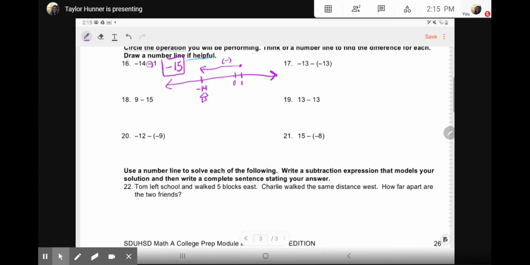17 says negative 13 minus negative 13. Here's my operation sign.